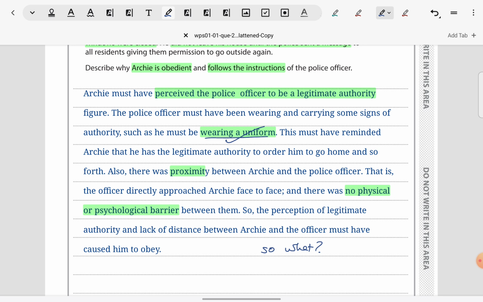So keep saying, okay, Yz must have thought that he must listen to the police officer. So for example, even if he wanted to dissent and he thought it was inconvenient to go back to his home, now that he was outside with his dog, the uniform of the policeman must have served to remind him that he shouldn't dissent. There's an authority figure in front of him, and even if it causes inconvenience, he must return home. So keep explaining your point. No doubt for 4 marks you're explaining further, but with reference to Yz.